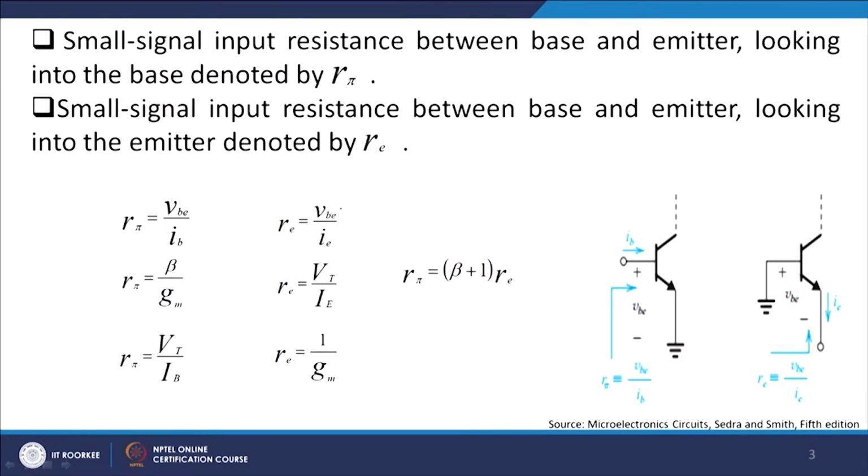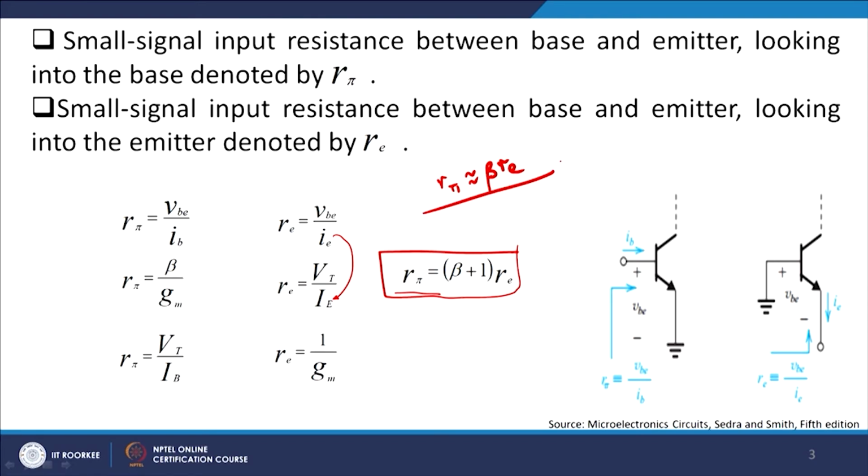Similarly, RE can be written as VT by IE, where IE is the emitter current and VT is the thermal equivalent voltage, about 300 millivolt. Therefore, I can write down that R pi could be written as beta plus 1 times RE, and you can do it yourself to find out this value. That means R pi is approximately beta times larger as compared to RE.